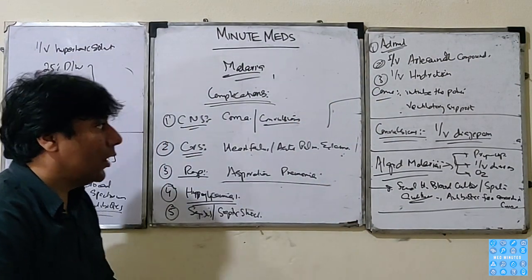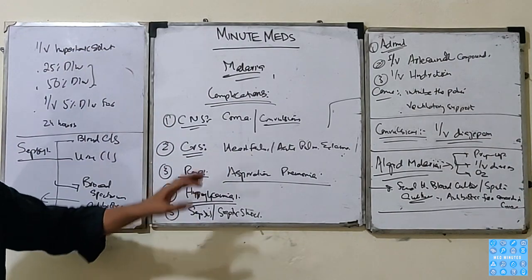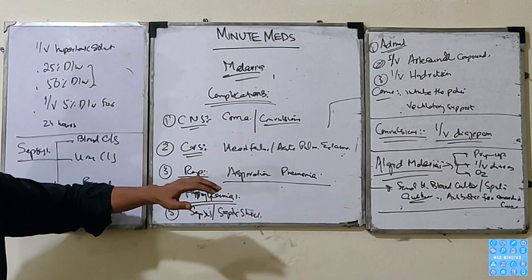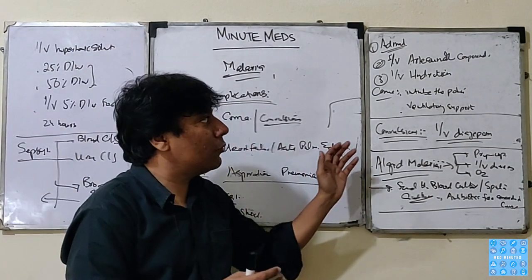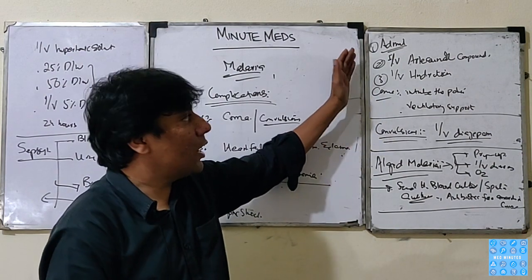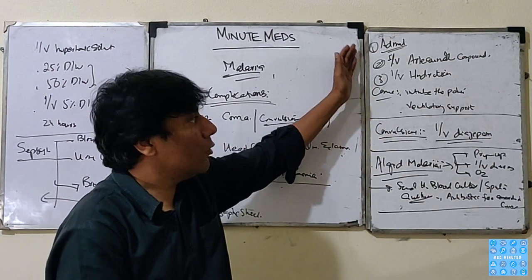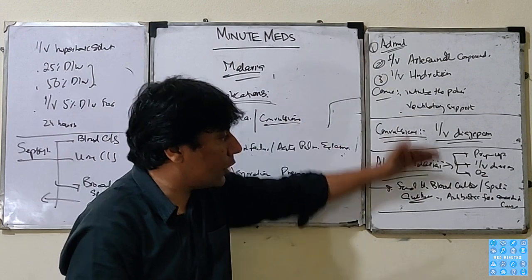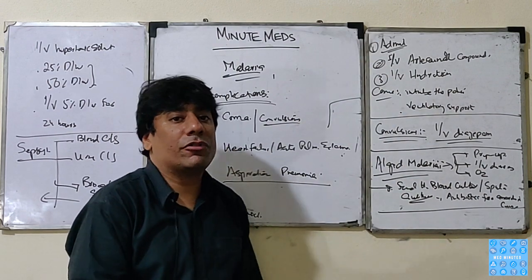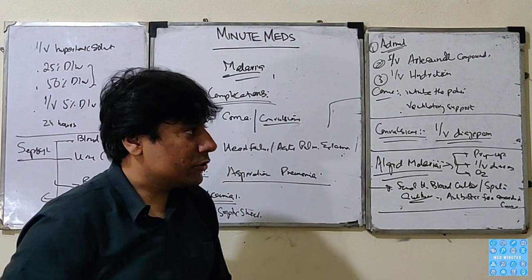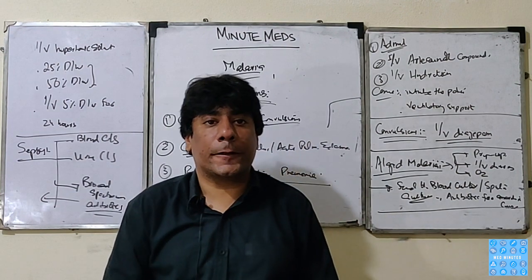So this is all about it. The bottom line regarding treating malaria with complications is, in all the complications we admit the patient, we give IV hydration, we give IV antimalarials, and then according to the complication we treat the complication as it is. So this is all about the treatment of malaria.